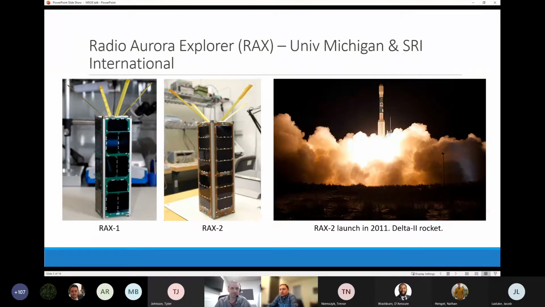So a few pictures just to get us kicked off, and a little orientation of some of the spacecraft. RAX 1 and RAX 2 are shown here. These are spacecraft that I worked on as a grad student at the University of Michigan. They were student projects done in collaboration with another organization called SRI International. They're 3U CubeSats, about the size of a loaf of bread, 30 centimeters tall and 10 by 10 in width. These satellites were developed to study space weather.